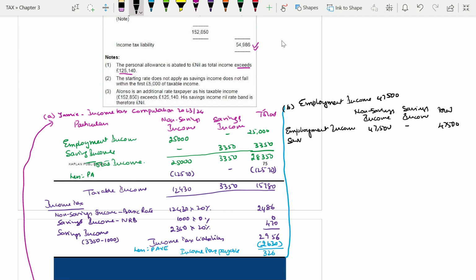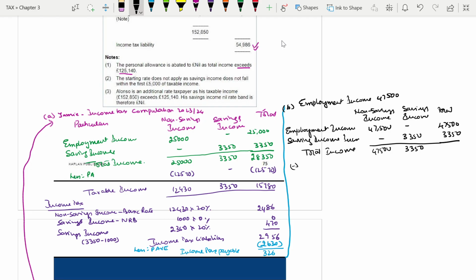How much is the savings income? It is 3,350. Total, it comes to 47,500 plus 3,350. Fine. This is the total income.